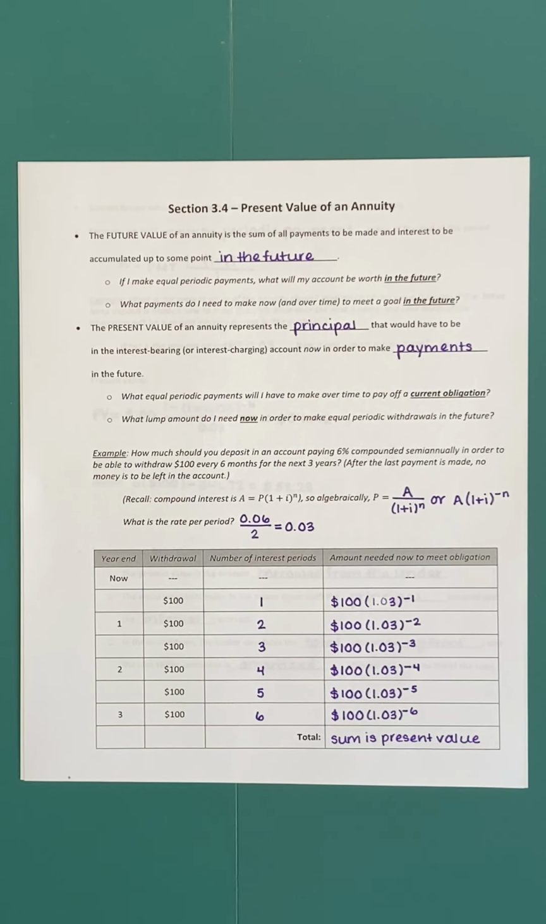So they don't actually have to put a full $600 in the account in order for you to be able to withdraw $600 across the next 3 years. They only have to put enough in the account so that interest will do the rest of the work. So what we're looking for is what would the principal have to be in order for you to be able to cover all of these withdrawals in the future.